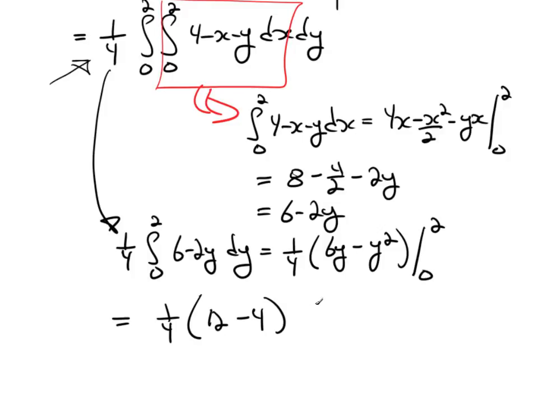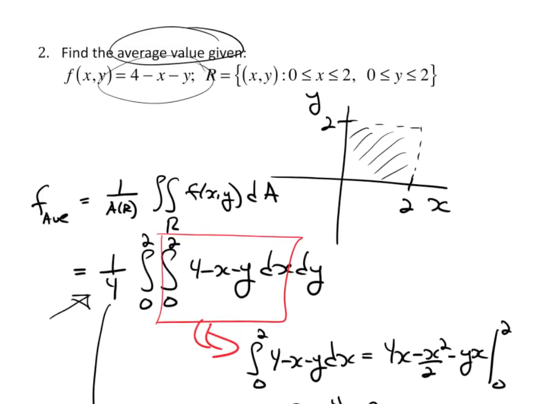So if I were to produce a three-dimensional graph of this function and consider this surface, how it lies over top of this region on the xy plane, the average, which is the average height, is going to be equal to 2. That's what that's saying.